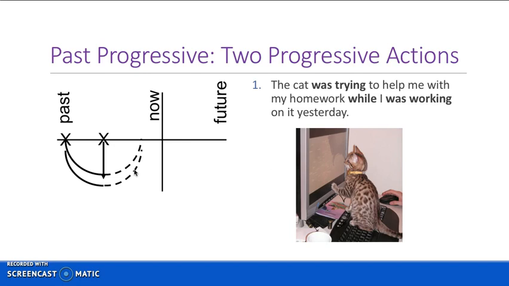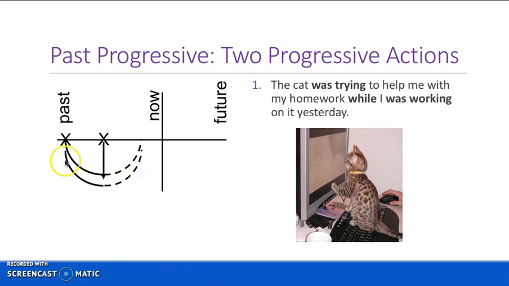Sometimes we want to describe two actions that were both continuing at the same time in the past. For example, the cat was trying to help me with my homework while I was working on it yesterday. So we can see two actions that were continuing.